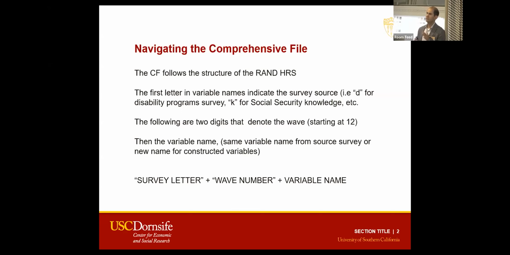The wave number is going to go from 12 to 15. We start with 12 to be on the same timeline as the HRS, because when we started, the HRS was in wave 12. And then the variable name, which is usually the same variable name that it had in the core survey, unless it's a constructed variable specifically for this data set, in which case it has its own new name.